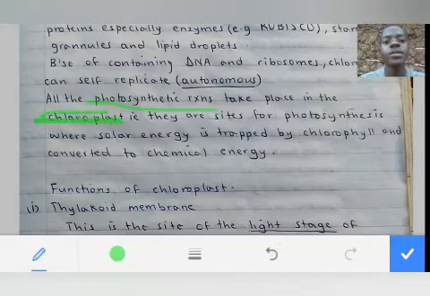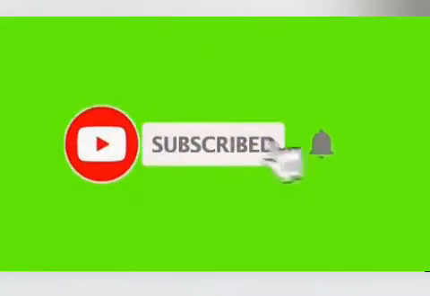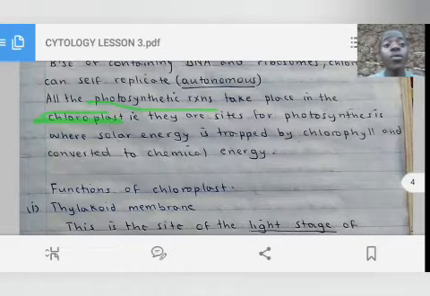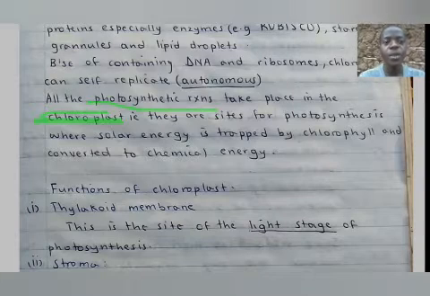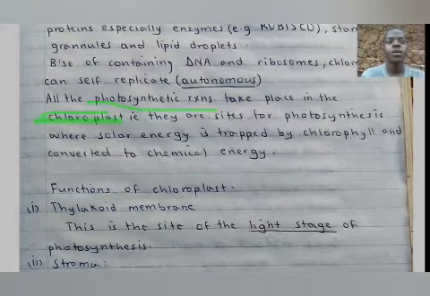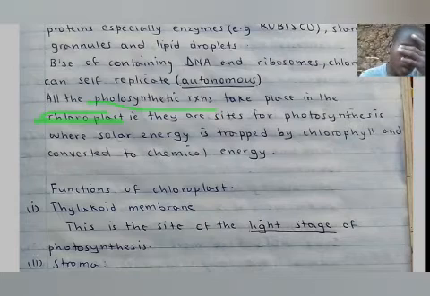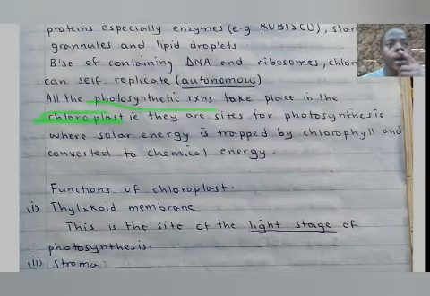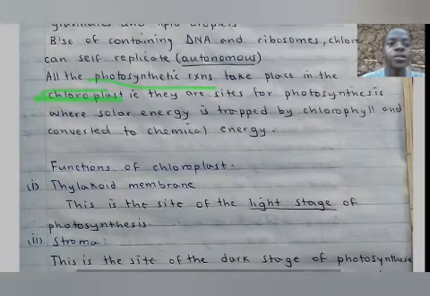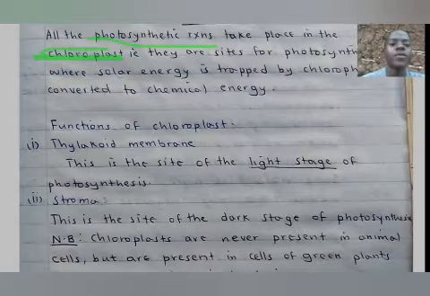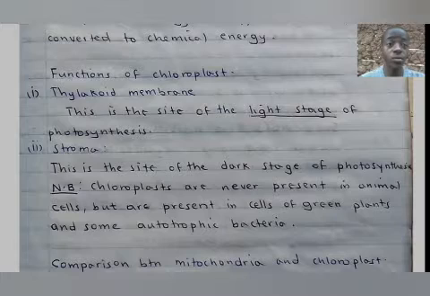So the chloroplast is the site for photosynthesis, and it is where the solar energy is converted by chlorophyll to chemical energy. Hence the process goes on, whereby the glucose reacts with the water to form... so it is whereby the starch is formed by the reaction of carbon dioxide gas and the water in the presence of this chlorophyll. Now, what are the functions of the chloroplast?